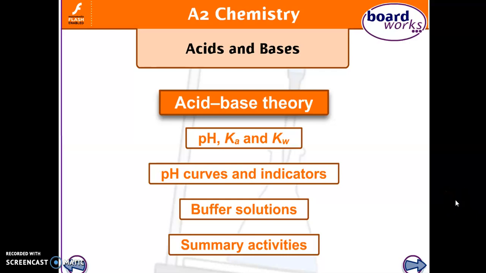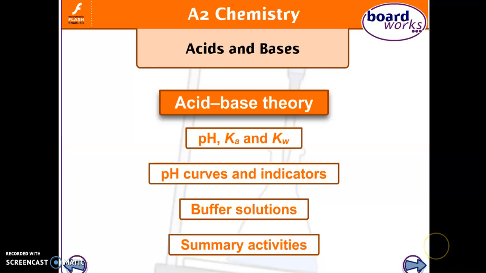In this quantitative equilibrium, we are going to deal mainly with acids, bases, pH, Ka, Kb and Kw, then buffer solutions, pH curves and indicators. So in the beginning, we will start with the meaning of acid and base. That means acid-base theory.